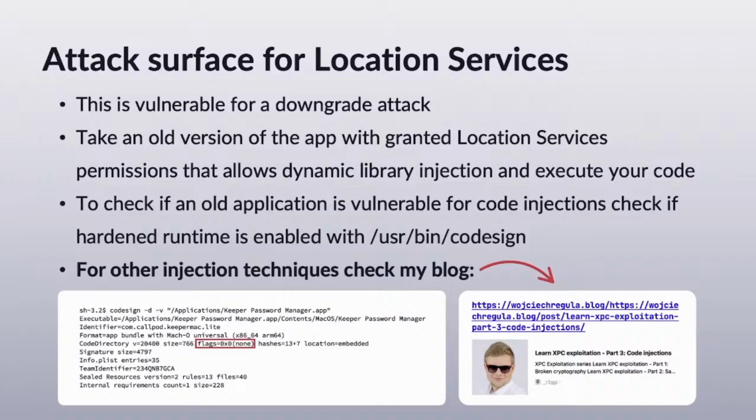So we can take an old version of an application, inject a dynamic library into the old version of the application, and still we'll be able to access user location without the additional consent, right? We take an old binary and we got it. So if we want to check whether our executable, the old one, is vulnerable to code injection, just look for the flags set to none. And I made a whole blog post about it, so if you're interested in learning more, you can visit my blog with the alias osx.zip.